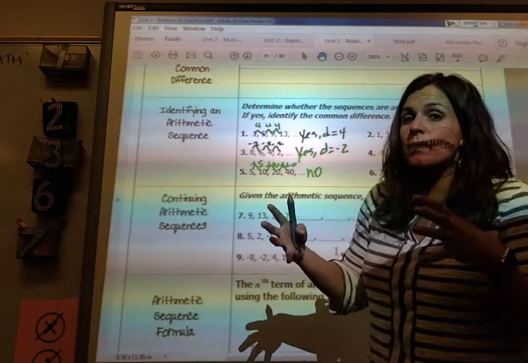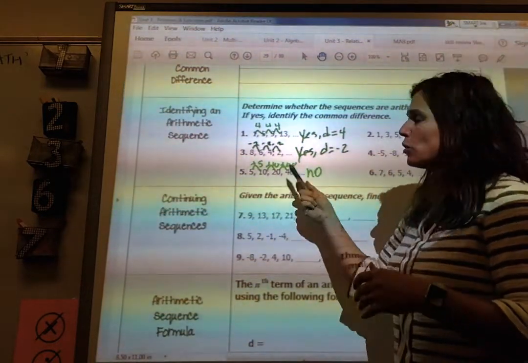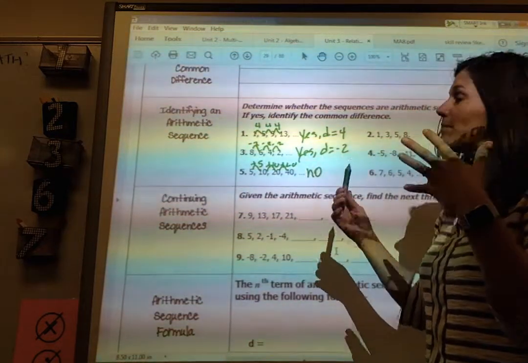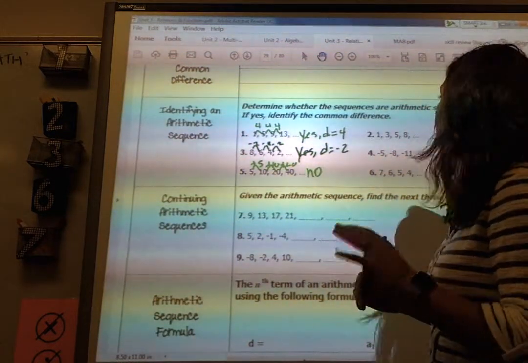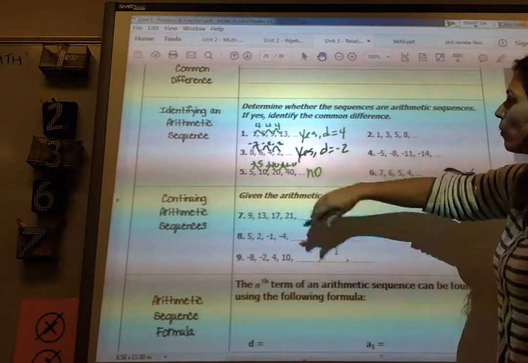And notice the word arithmetic. Arithmetic usually refers to adding and subtracting, so there is no multiplication. That means if it's something else, then that's not linear, and we are only doing linear. All right, so let's look at number 2. I went out of order, 1 through 5.